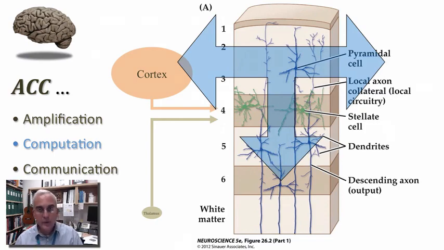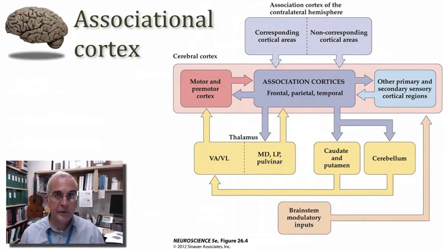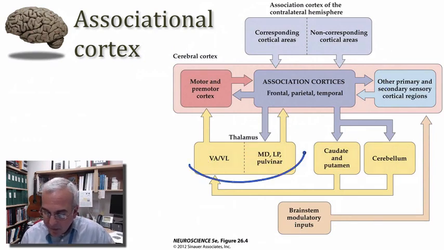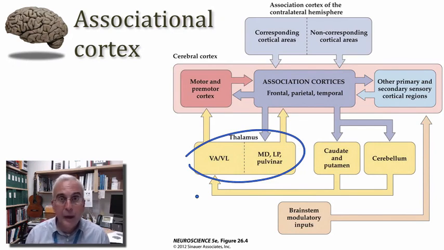So I'd like to show you just an overview slide that helps to put the anatomy of the associational cortex in context. So our associational cortex, as I mentioned, does receive inputs from the thalamus, specifically a part of the thalamus that we call the mediodorsal thalamic nucleus, as well as posterior structures, including the lateral posterior nucleus and the pulvinar. But these thalamic nuclei are a bit different than those that we've described in our sensory and our motor pathways.